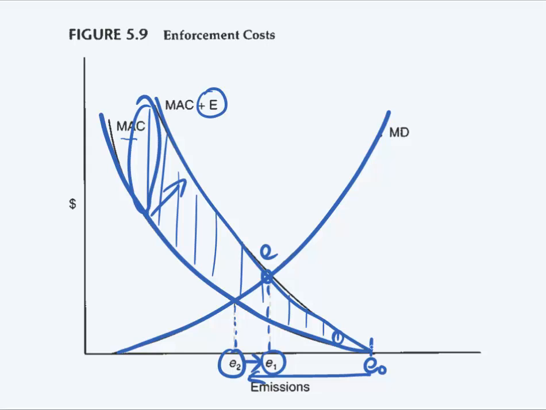It's because initially people will maybe be compliant with this policy because it's kind of cheap for them to reduce emissions. But as we go closer to zero, it gets more and more expensive for people to comply with the policy. Therefore, they might deviate and try to not comply, and the enforcement costs will increase.